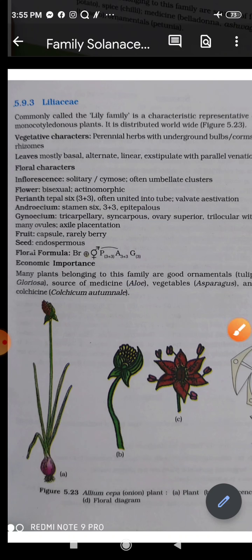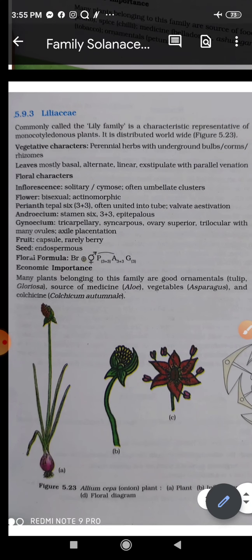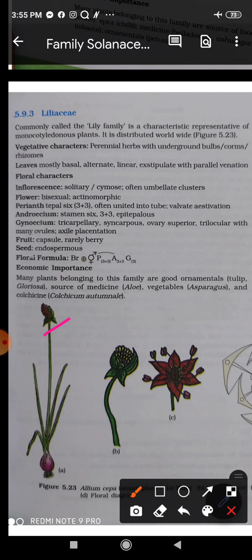Floral characters. Inflorescence is solitary, one single flower, right? Then it is cymose, you see at the tip, right? Often in umbellate clusters.